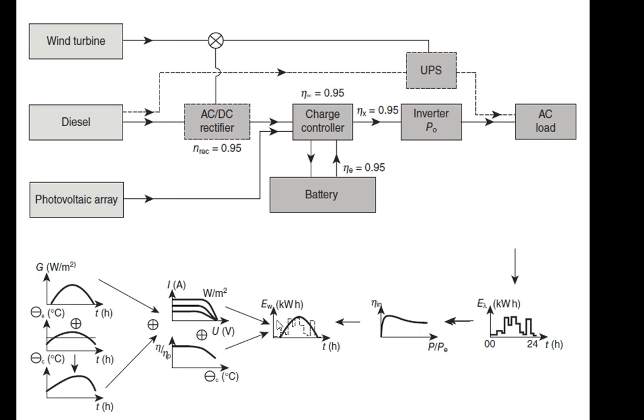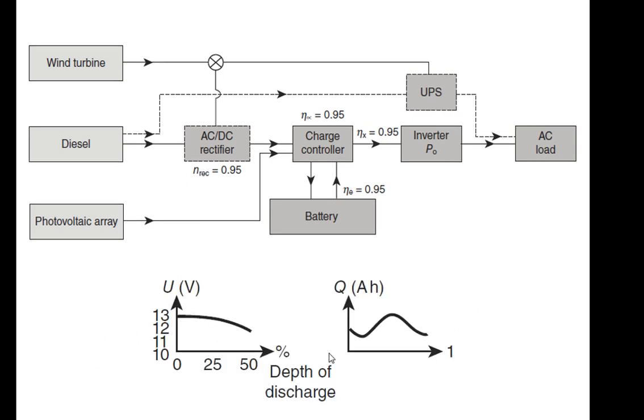Our third segment is the battery. Over here the battery could be considered with state of charge and depth of discharge. So we have the various depth of charge with respect to the voltage and the charge, that is the ampere hour itself. It is going to vary between 0 to 1.